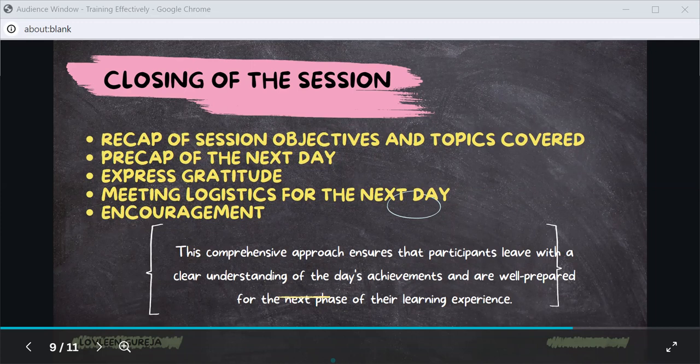Okay. Always end the session with encouragement. Encourage the participants to reflect on the day's training, on the day's learning. Ask them how they're going to apply the insights. Always conclude with a positive and motivating statement. Reaffirm your confidence in their ability to grasp the material and express excitement about the continued learning journey that you're going to be having. Okay, so when you incorporate all these elements, what happens?